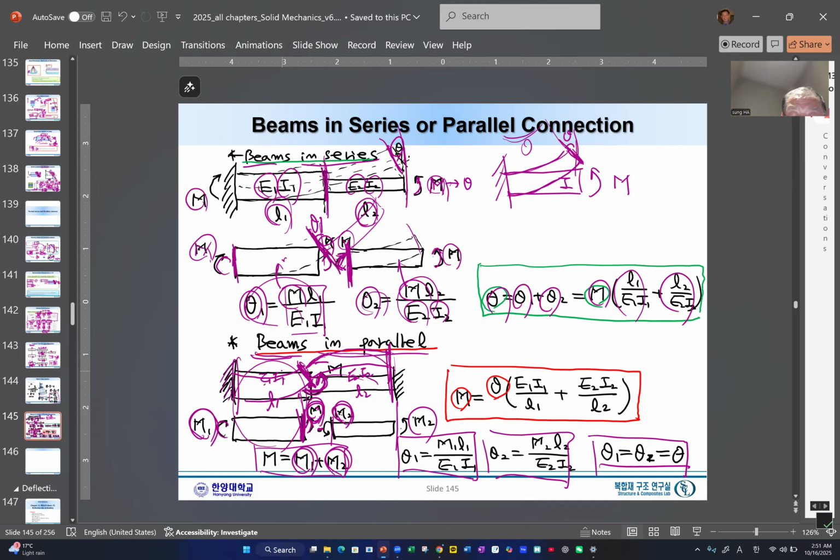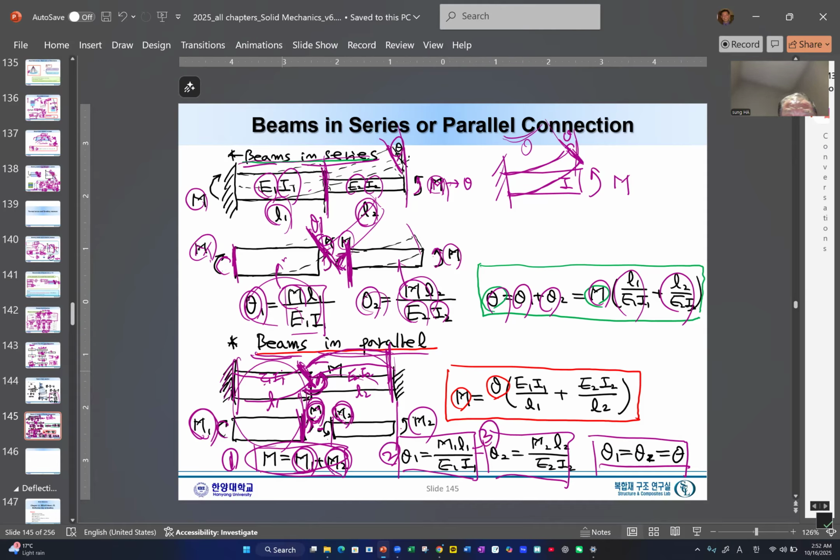So simply from this, we have this and we have this. This is a little bit more complicated than beams in series, but as you can see, this is the one condition, right? This is important. The M we apply will be divided into M1 and M2. We don't know what M1 and M2 are. Now we do know this one, the second equation and the third equation.